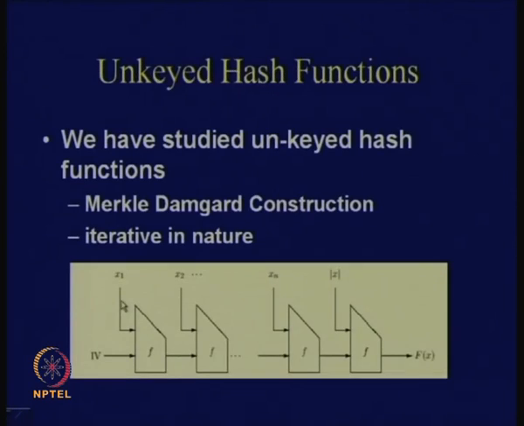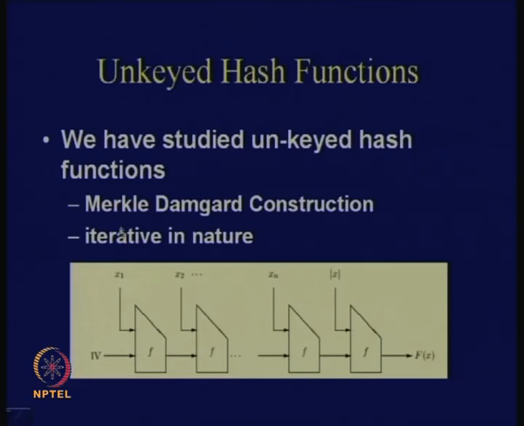In the last class we studied unkeyed hash functions of the iterative type, and the construction algorithm was known as the Merkle-Damgard construction. We have also seen that it was not easy to extend this to a keyed hash function because of certain pitfalls. Because of the iterative nature, given one message and its corresponding MAC, we were able to find another message's corresponding MAC without knowing the key value. So this is the Merkle-Damgard construction.